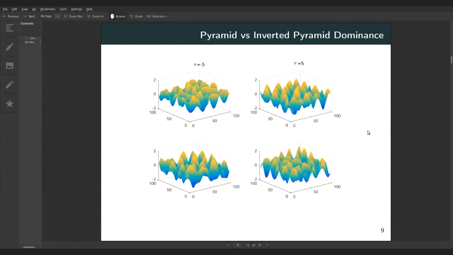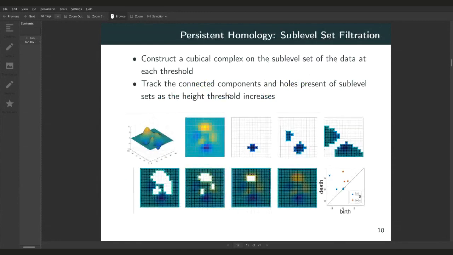So if you look at this carefully, I think this is what the physicists are picking up on when they're observing this in their lab: the peaks are more well-formed for sigma equals +5, and the valleys are more well-formed. There's a clearer pattern for sigma equals -5. So this is what we're trying to quantify and pick up on. Okay, and we're going to do that with topological techniques.